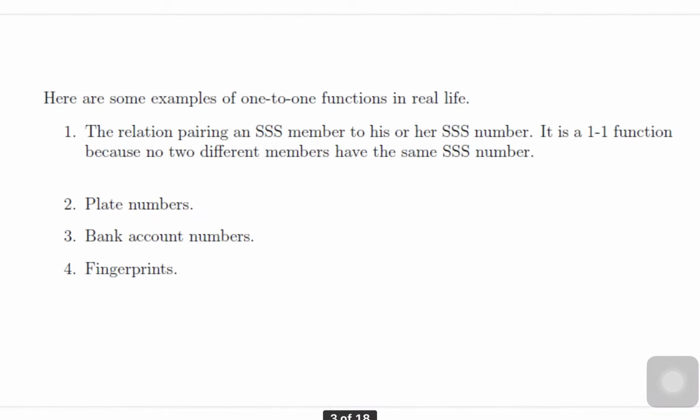Here are some examples of one-to-one functions in real life. One is the relation pairing an SSS member to his or her SSS number. It is a one-to-one function because no two different members have the same SSS number. You can ask your parents if they have the same. No, it is impossible because one SSS number must be given to a member. It can't be doubled. Next, plate numbers. Only one, it can't be doubled. One plate number for every car.